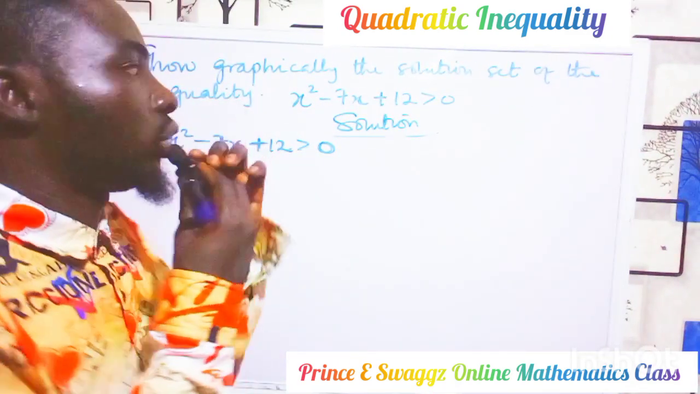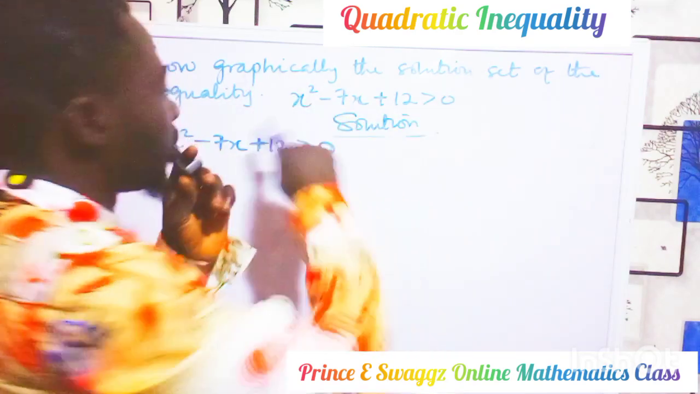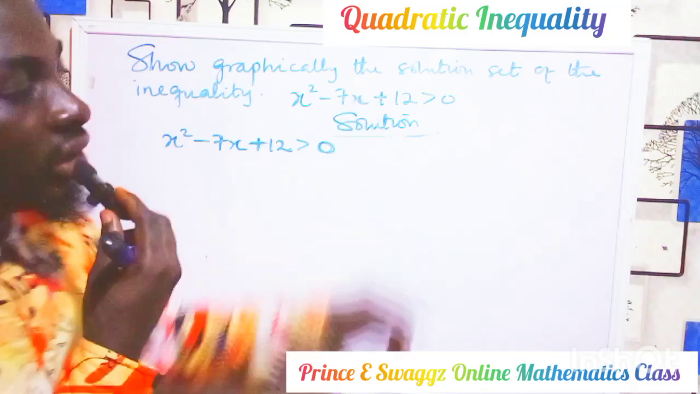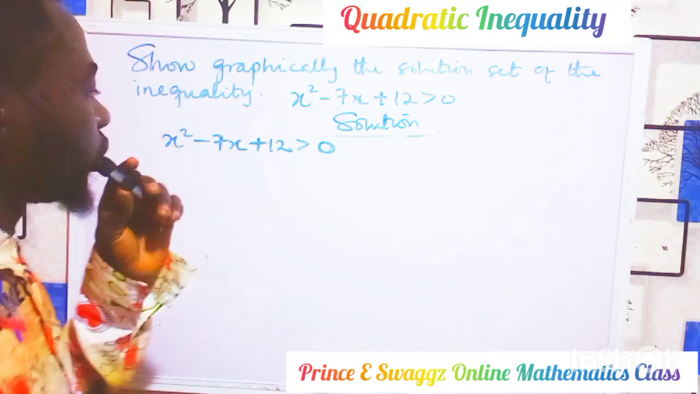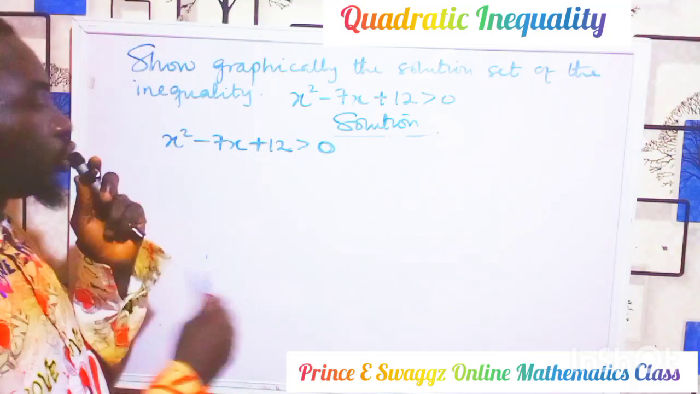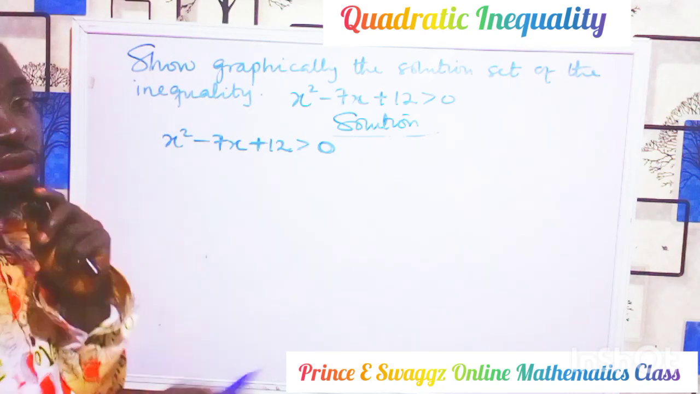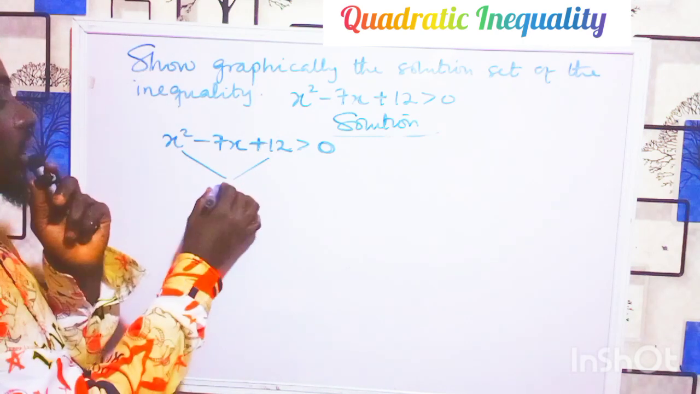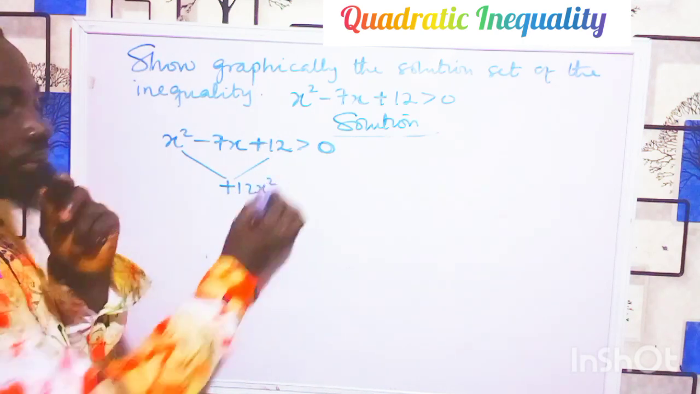Now the question is, show graphically the solution set of the inequality x squared minus 7x plus 12 greater than 0. Now, how do we solve this? The first thing you need to do is to factorize this quadratic expression that is there. That will give us this multiplied by this, and that will give us plus 12x squared.